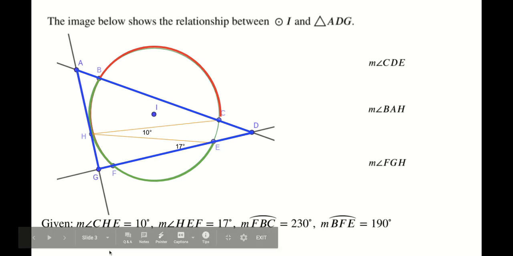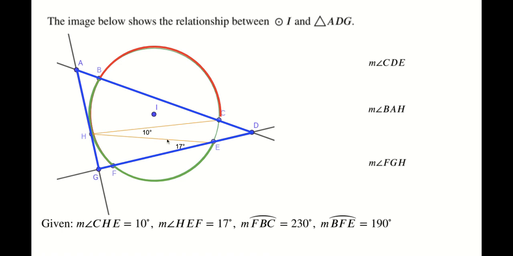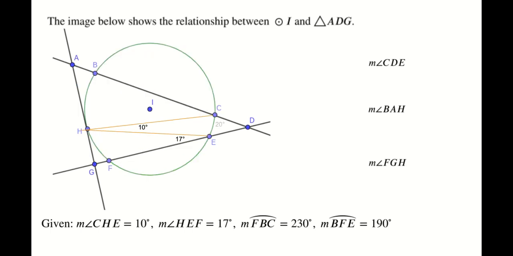So I know that the measure of angle CHE is 10 degrees. I know that the measure of angle HEF is 17. I know that FBC, the major arc FBC, is 230 degrees, and I know that the major arc BFE is 190 degrees. So using that information, let's see what we can find out.